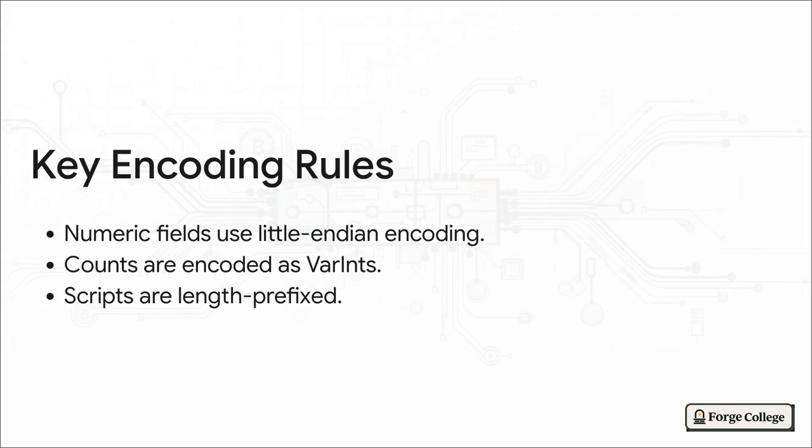It matters immensely. Numeric fields like the version and lock time use what's called little-endian encoding. You can think of little-endian in kind of a fun way. It's basically like reading a book from right to left, where the least significant byte actually comes first. For counts, we use a special variable length integer format called a VarInt, and scripts are always length-prefixed. That means you have to state exactly how long the script is right before you provide it.